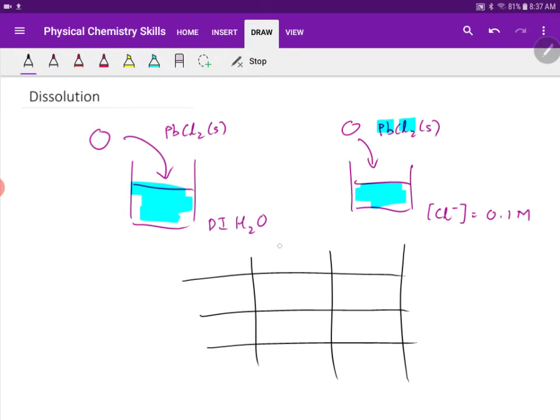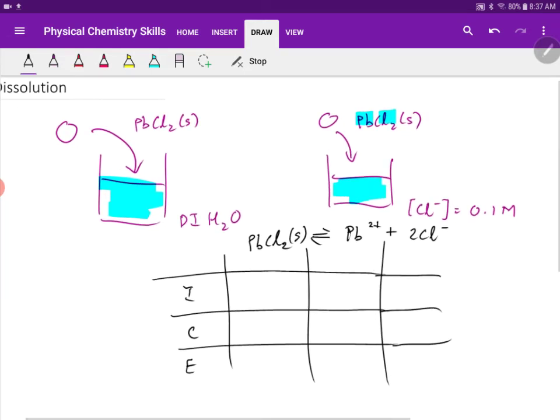Right, so this is my PbCl2 solid dissociating to Pb2+ and 2Cl-. So what I have over here is ICE, and this is the concentration. Let's take a look at the case on the left. I'm not interested in the solid at all because it does not really have a concentration that I'm interested in, because I want to only see what is present in the solution.